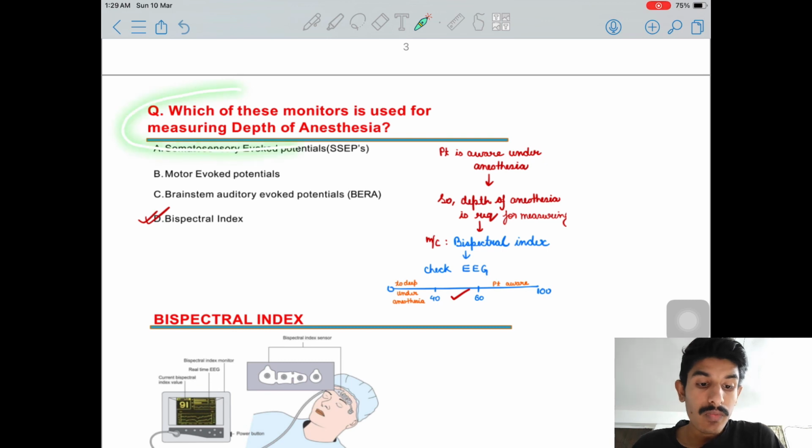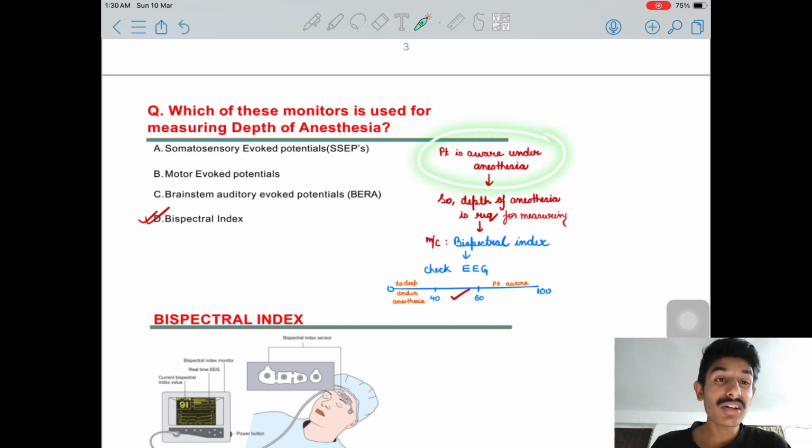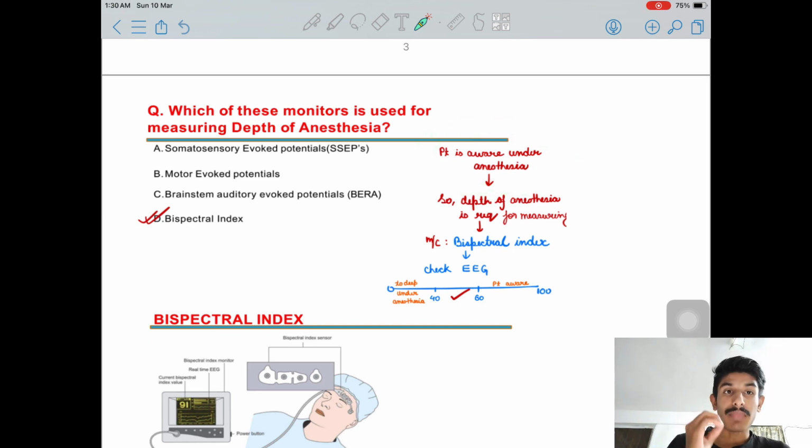So which monitor is used for measuring the depth of anesthesia? In a simple way, if you give anesthesia to a patient, how deep he is in sleep or how unconscious he is, to check that we have the bispectral index. For example, you gave anesthesia but the patient was paralyzed, yet he was able to hear everything during the operation. It would be so dangerous, or you can say so risky. So to know the depth of anesthesia, we use the bispectral index. It will tell you the depth of anesthesia.